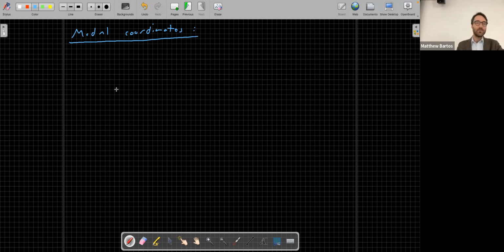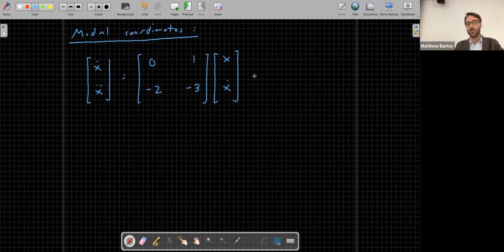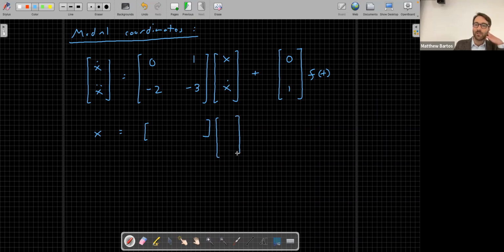Okay, so as before, we have a system of the form x dot, x double dot is equal to [0, 1; -2, -3] times x, x dot. In this case, let's make it the full system, so not just the homogeneous system, but let's also include the forcing term, [0; 1] times f of t. And let's also include an observation equation. Let's say we're just interested in the displacement x, so we can write the observation equation as [1, 0] times x, x dot. And this will just return x as our observed variable.